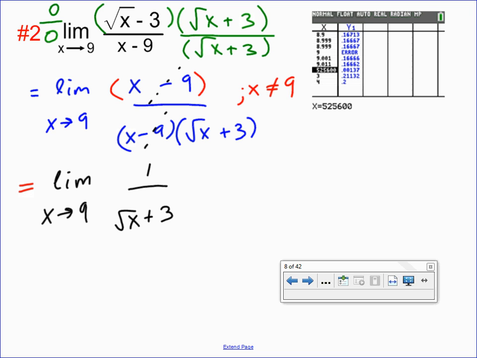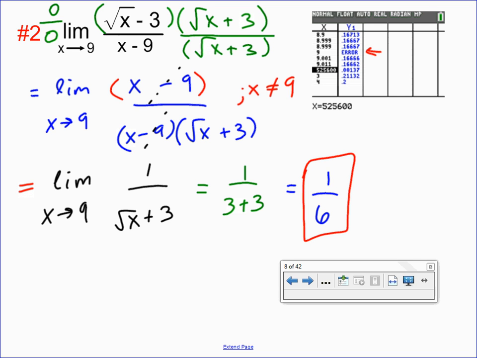Yes? And try again. So we'll plug in 9 here and see if we still have domain issues, and by golly, I get 1 over 3 plus 3. Yes! I can totally do that. So 1/6, which is the 0.16666 that we saw in our table. So that's pretty sweet.